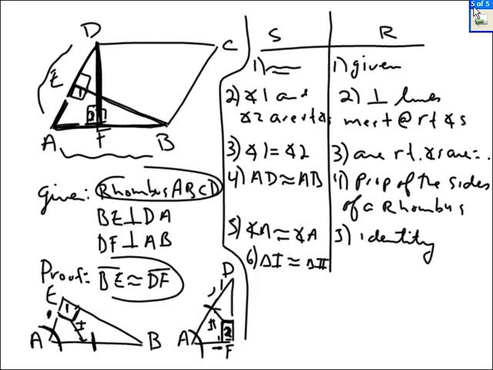I numbered the triangles. If your teacher is going to say you can't do that, then by all means, call it triangle ABE, and triangle 2, call it AFD. Those are congruent. And the reason is AAS congruent to AAS.